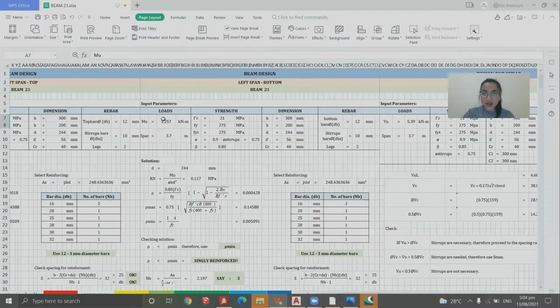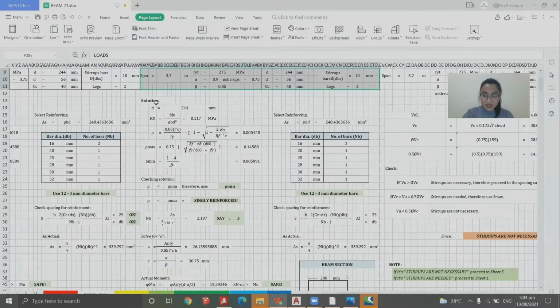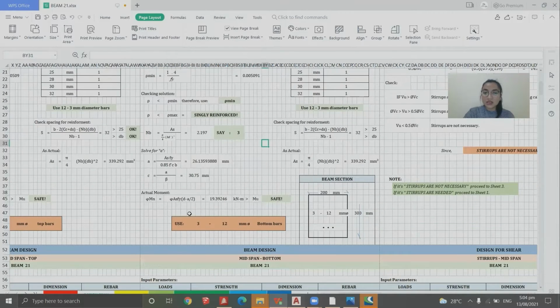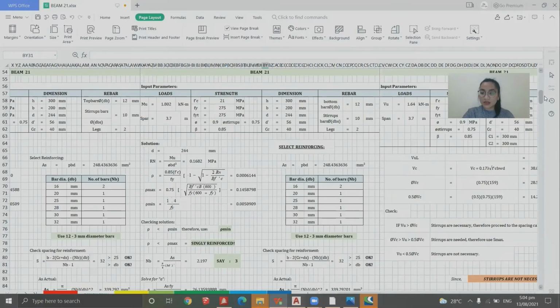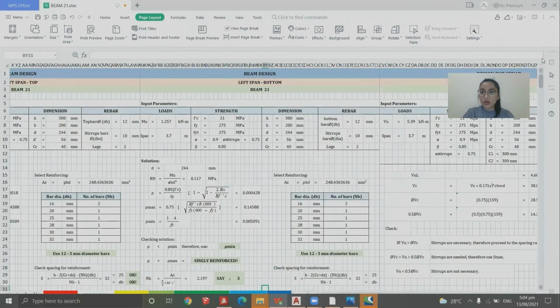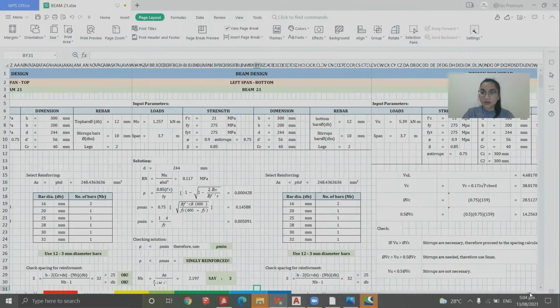Same procedure, we have the same parameters, and then the solution to check if it's singly or doubly reinforced, and then we check the spacing of reinforcement and how many bars will be used, and to check if the design you used is safe. So same procedure for mid-span and the right span for the bottom of the beam.